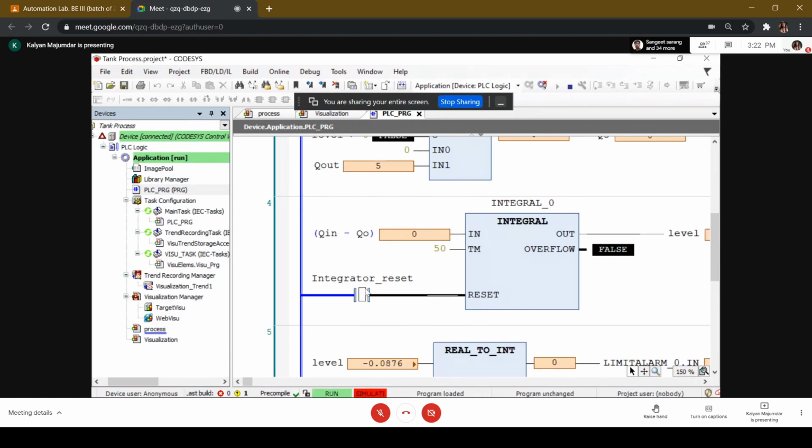Reset is just an input. Normally this is false. If you validate this input, the integrator is reset to 0. Output is the integrated value. Overflow is set if the integrator overflows.